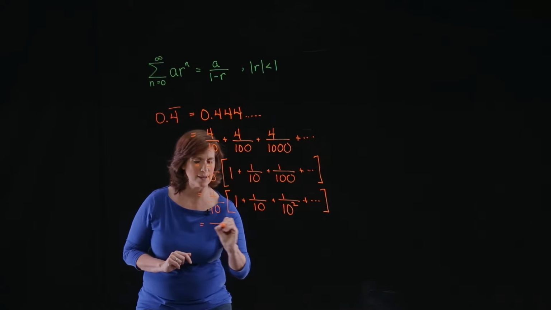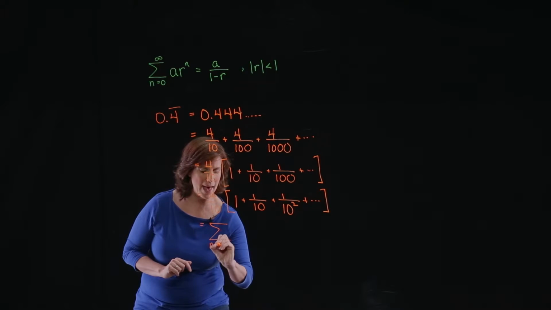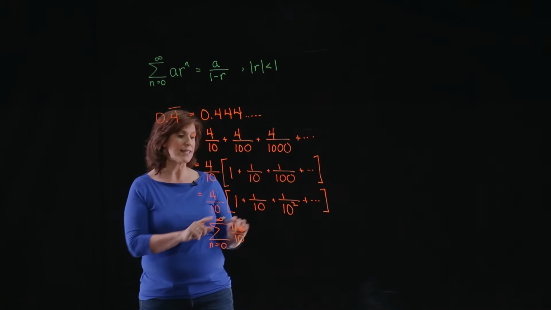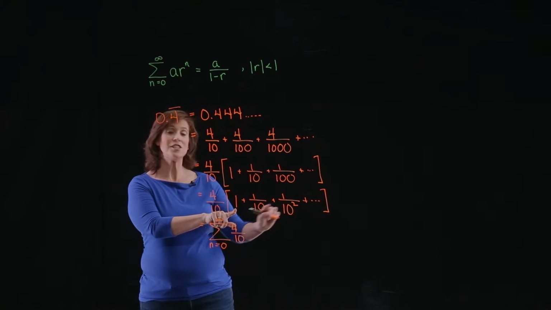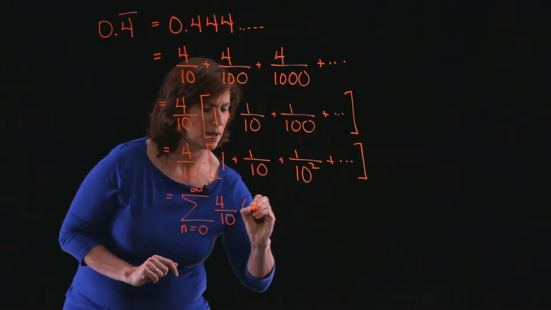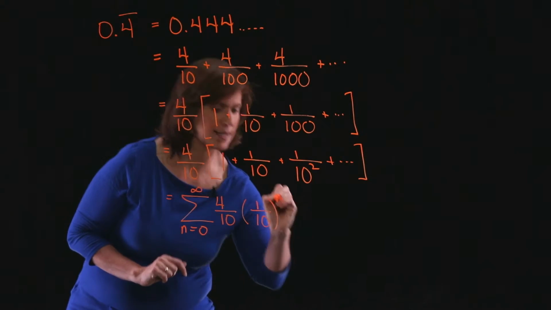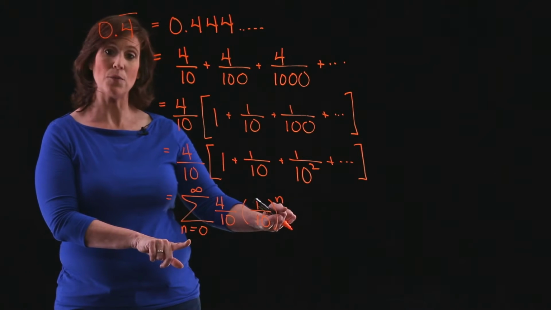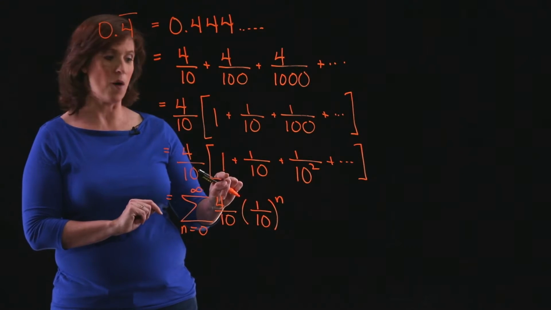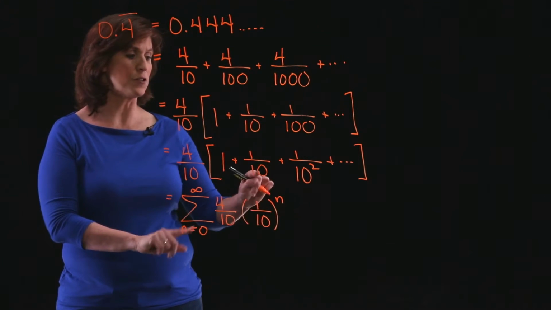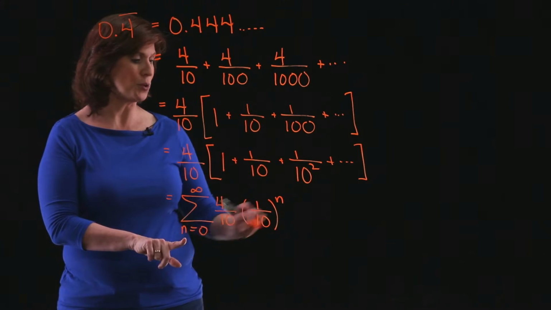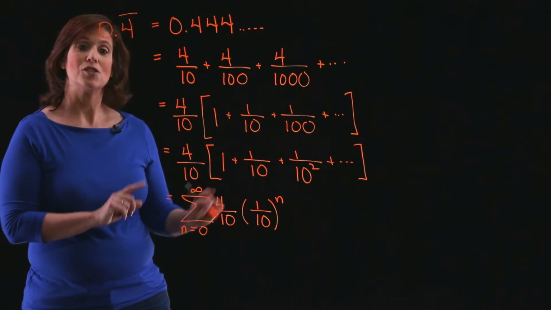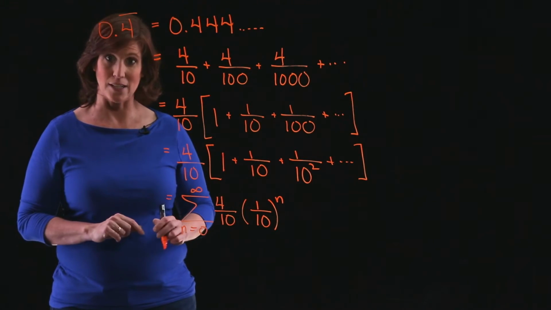because I can write this as the series from n equals 0 to infinity of 4/10 times my common ratio, which is going to be 1/10. So that's 1/10 to the n power. So notice what happens. When n equals 0, this is 1/10 to the 0 power, which is 1. So that gives me my 1. When n is 1, I have 1/10 to the first power, which is 1/10. When n is 2, I'll have 1/10 squared, which is 1 over 10 squared, and so on. Okay, so now I have it written as a geometric series.